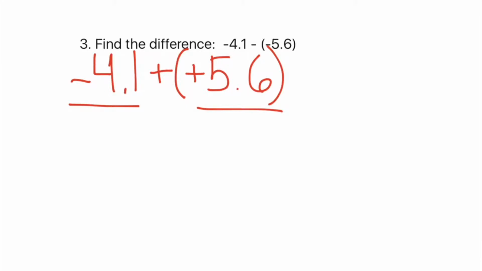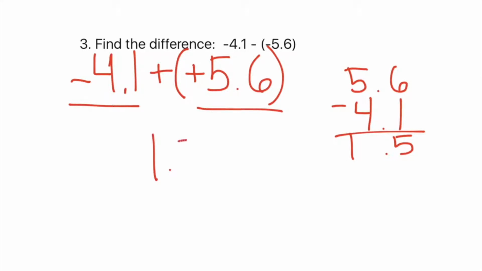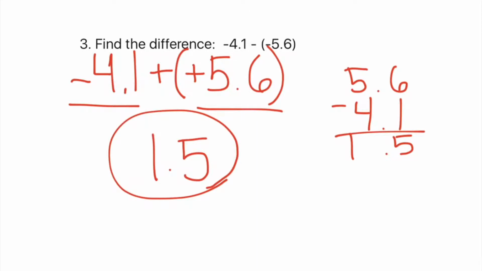So when the signs are different, we find the difference. So 5.6 minus 4.1 is going to be 1.5. And since our bigger number was positive, our answer is going to also be positive. So 1.5 is our answer.